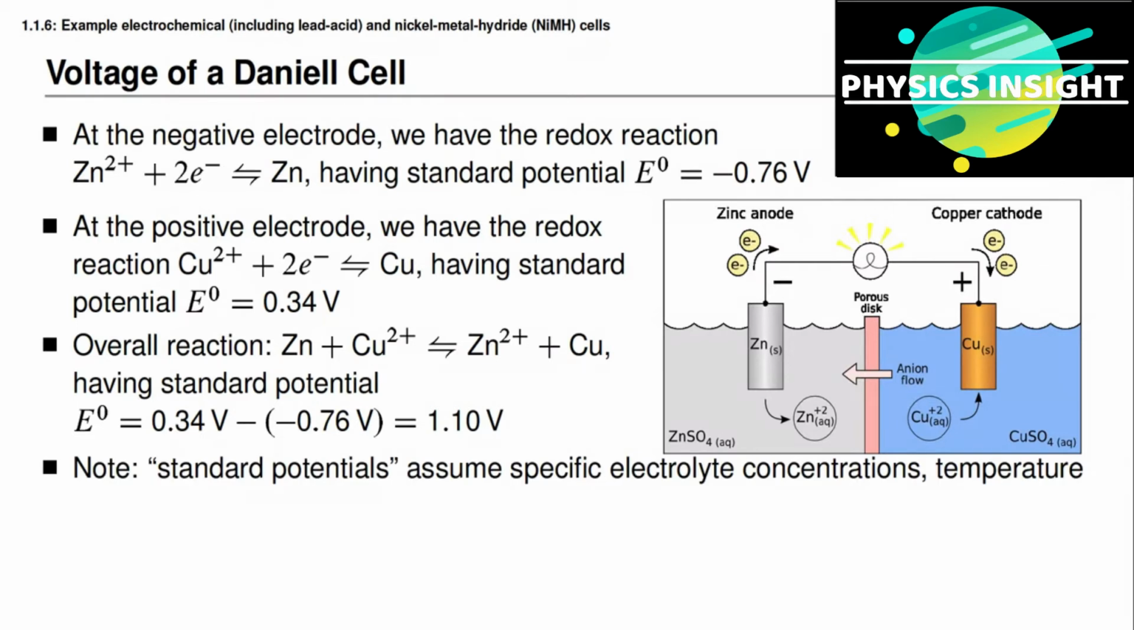We note that the standard potentials listed in the electrochemical series assume what are known as standard conditions, which has to do with a specified electrolyte concentration and specified temperatures and so forth. So in practice, you will find that the actual voltage of a particular Daniell cell will vary somewhat from the standard potential that we have listed here. And in particular, the voltage will be somewhat higher when the cell is fully charged, and it will be somewhat lower when the cell is discharged.